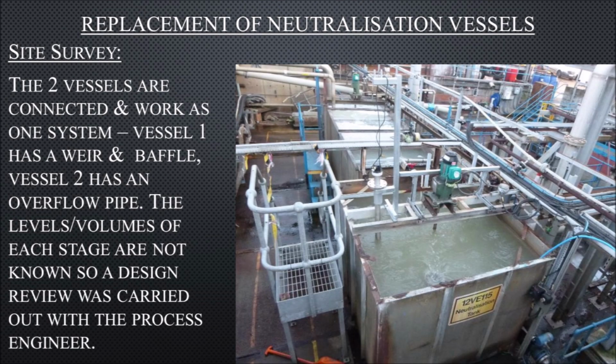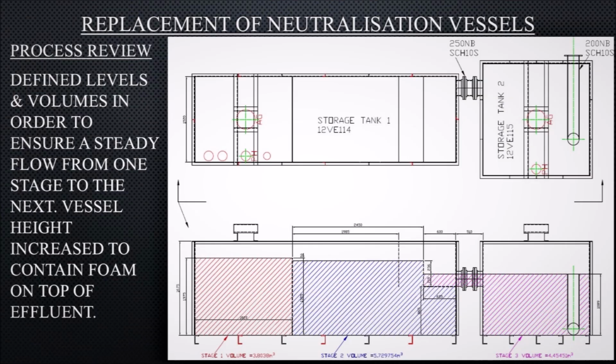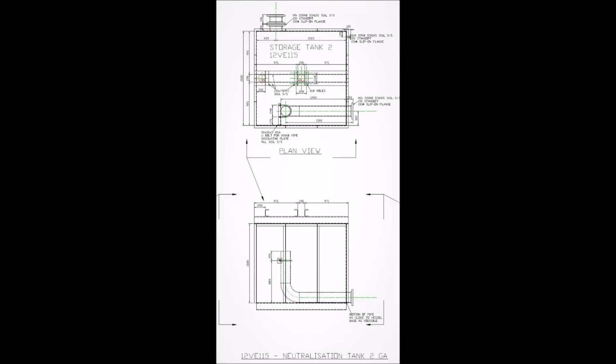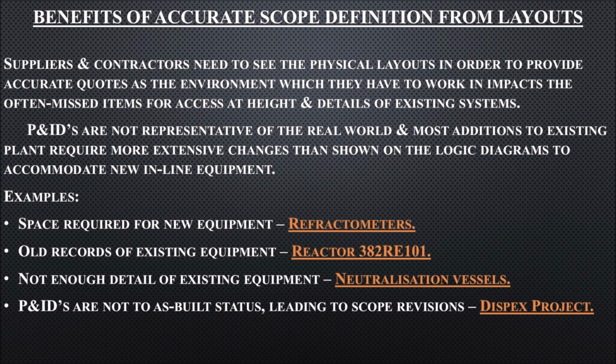So a site survey with the client's process engineer identified how the existing system works, and a meeting followed to define the requirements. This resulted in the creation of vessel GAs for fabrication to quote against. Again, if this had not been carried out before engaging the fabrication company, a series of delays with cost increases would have resulted. P&IDs are not to as-built status, leading to scope revisions.